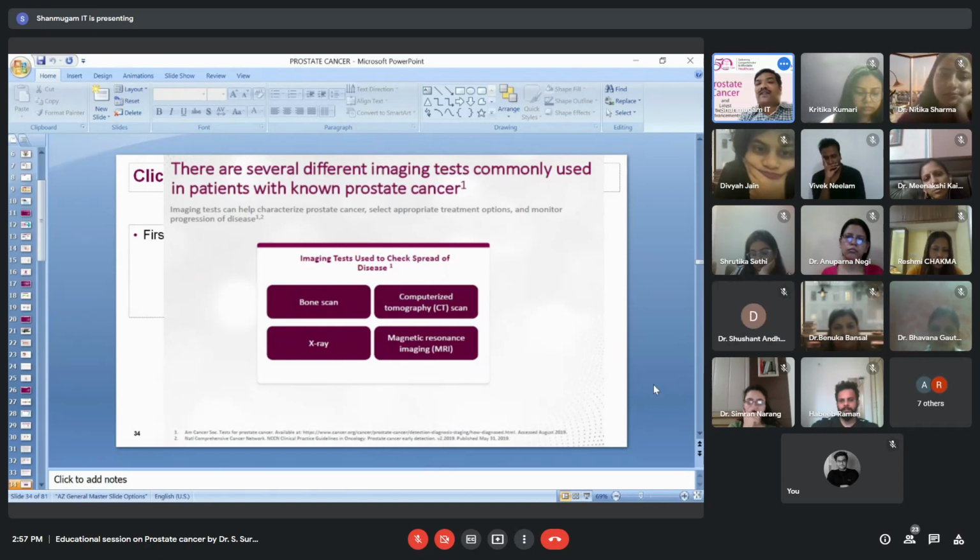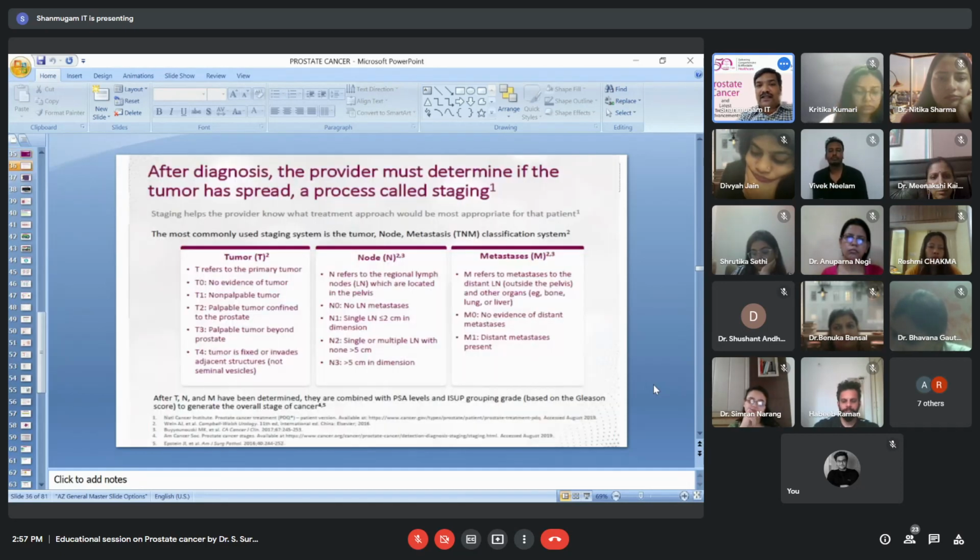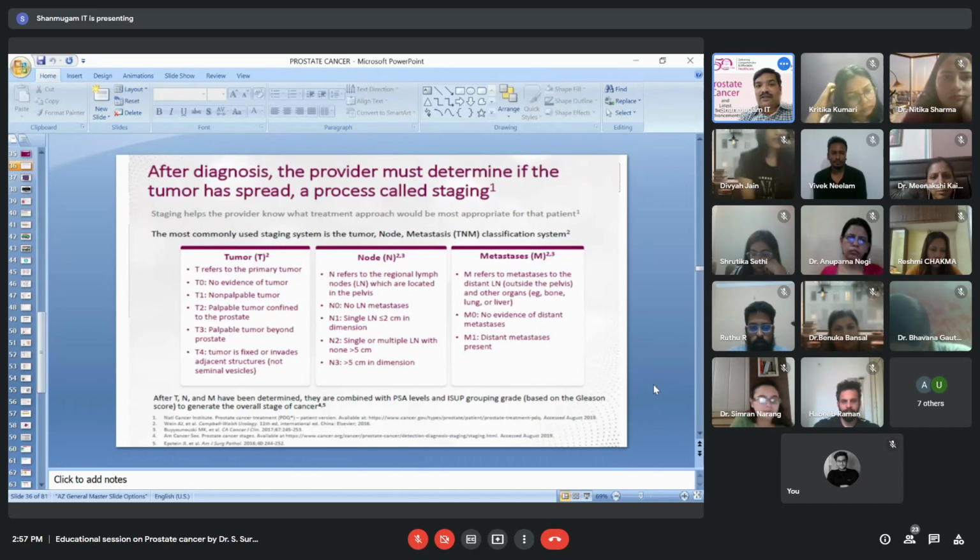PSMA PET scan. When we cannot afford it, or there is no possibility to do a PSMA PET scan, then we can stick to a whole body MRI, which can also work as a staging scan. So this is the grading and staging, and we all follow the TNM classification. T is the tumor. If it is restricted or non-palpable, then it becomes T1, and a palpable tumor confined to the prostate is T2. A palpable tumor beyond the prostate is T3, and if a tumor is fixed or invades the adjacent structures, then it's T4.